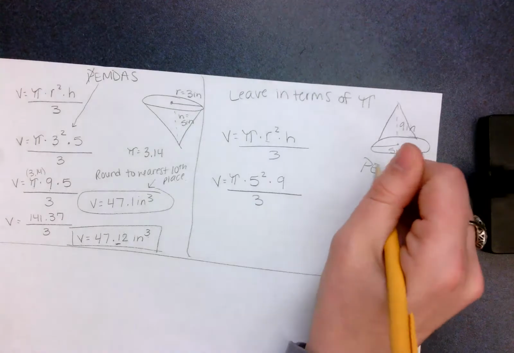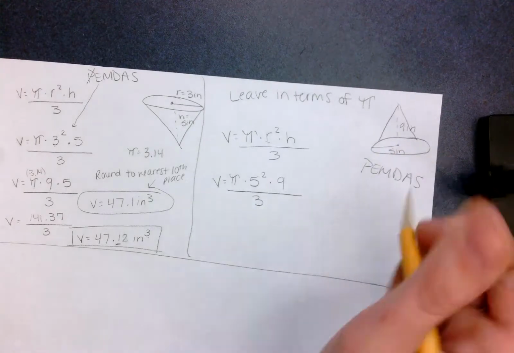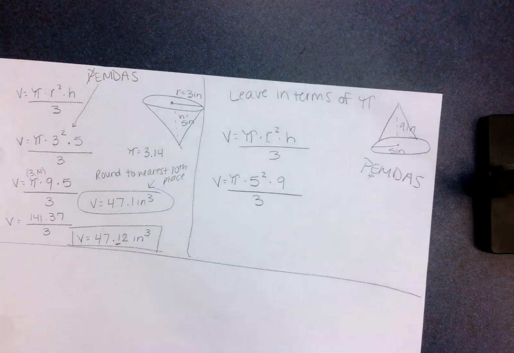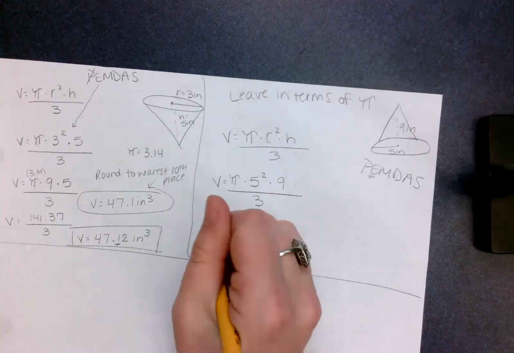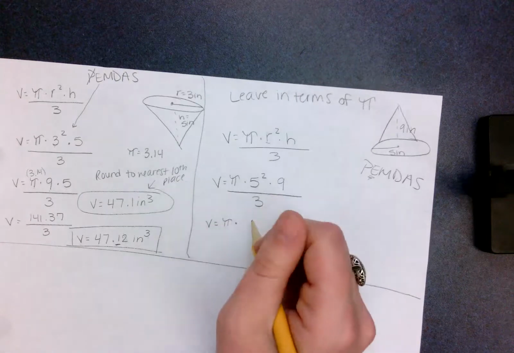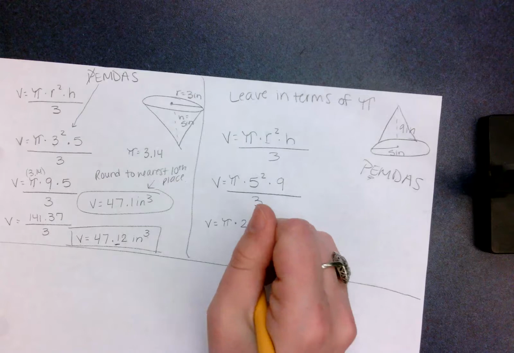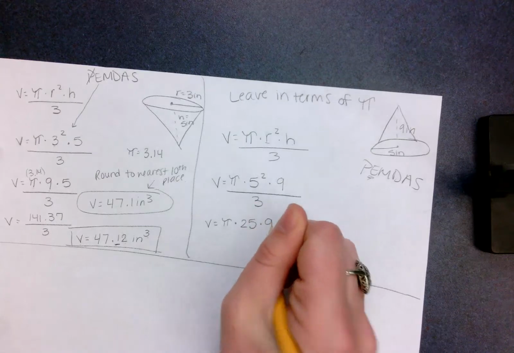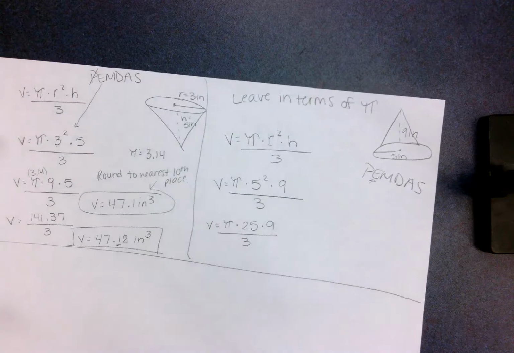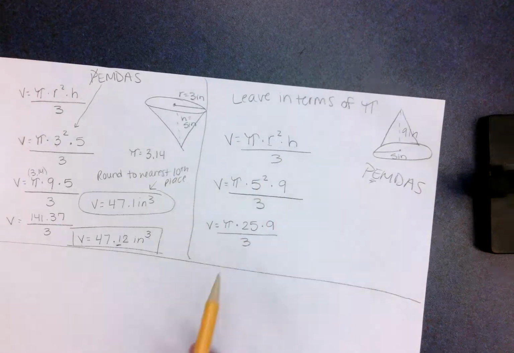Same thing as our first problem. We go to PEMDAS. The next thing we do is take care of our exponents. So we have to take care of this 5 squared. So we rewrite pi times 5 squared, which is 5 times 5 is 25, times 9, all of that divided by 3. Now remember, it says leave in terms of pi.